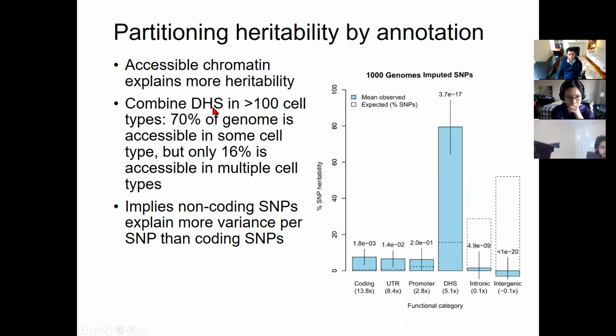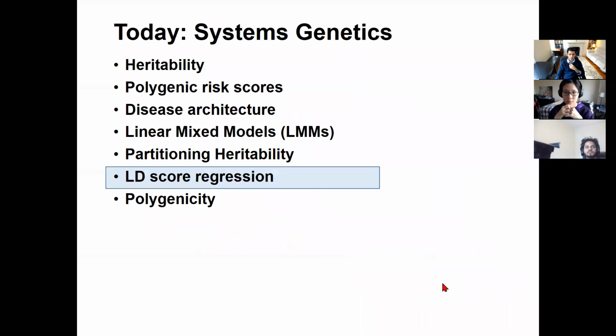And if you combine DNase hypersensitive sites in more than 100 cell types, then 70% of the genome is accessible in some cell type, but only 60% in multiple cell types. That implies that non-coding SNPs, in fact, explain more variance per SNP than even coding SNPs, that this enrichment is quite remarkable. By an annotation here, we mean different labels for that sequence. For example, if it's annotated to be a coding region, a UTR region, a promoter region, and so on and so forth, instead of just looking at the genome in a flat, unlabeled way, you start labeling parts of the genome, and these are the annotations.